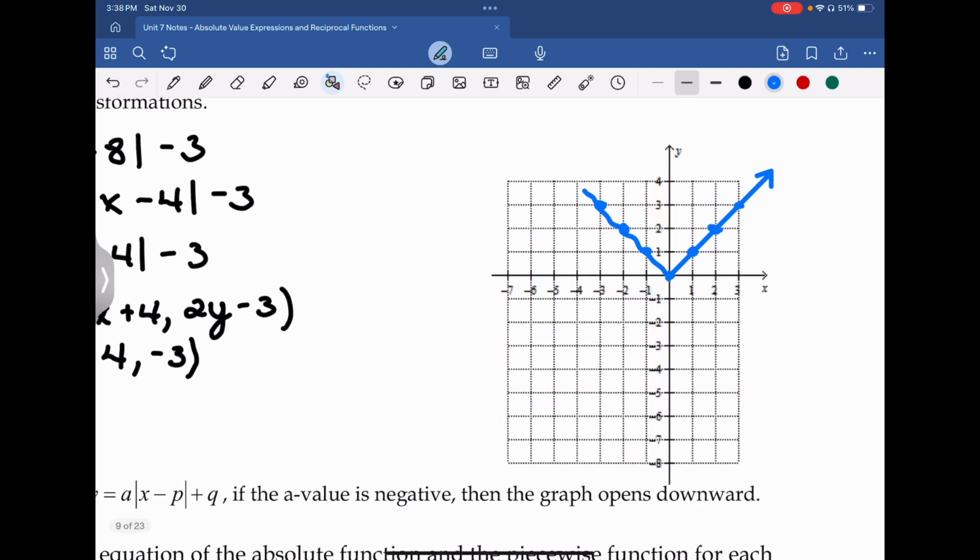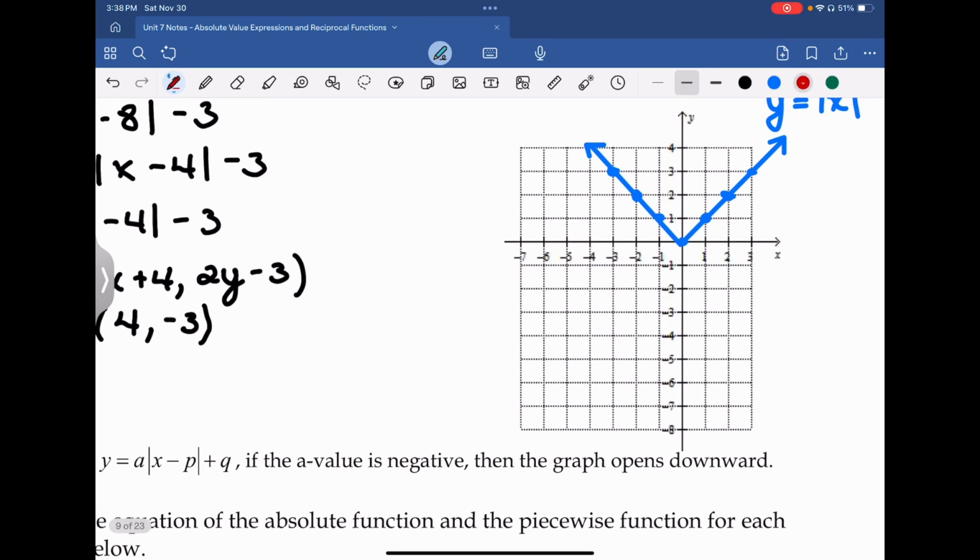Put arrows on the end. And then we're just going to make sure we indicate that this is what that graph is. So it's going to be our y equals the absolute of x. Now from here, we're going to plot out our vertex point, which is 4, -3 for our new graph.